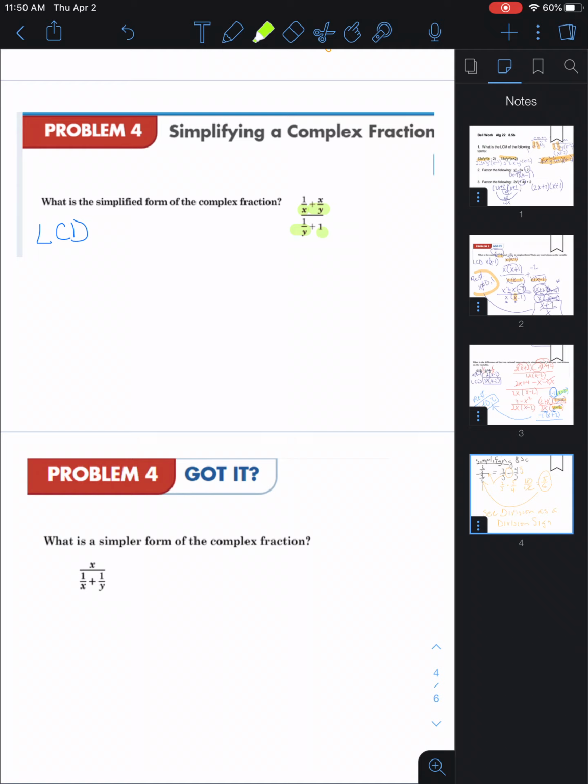The least common denominator is, remember, the common times the non-common. It's a product. So our common factor here is a y. Our non-common factors would be a 1 and an x. Well, what is y times 1 times x? Very simply, it's xy. So what we're going to do is take this whole expression and multiply the least common denominator by every term that's in that expression.